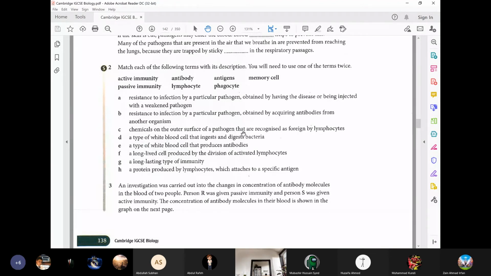Chemicals on the outer surface of a pathogen that are recognized as foreign by lymphocytes. What are those chemicals called? Antigens. Very good. We talked about the antigens in this chapter and also in the last chapter as well. Remember, whenever we talk about white blood cells, lymphocytes, we talk about the antigens. Right, boys?